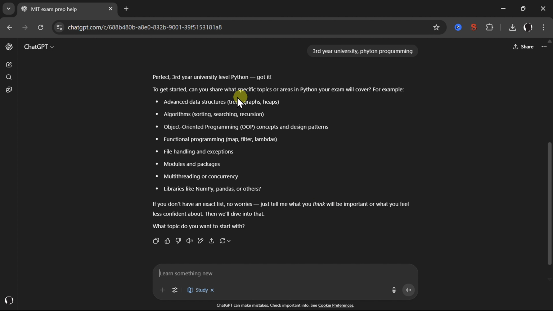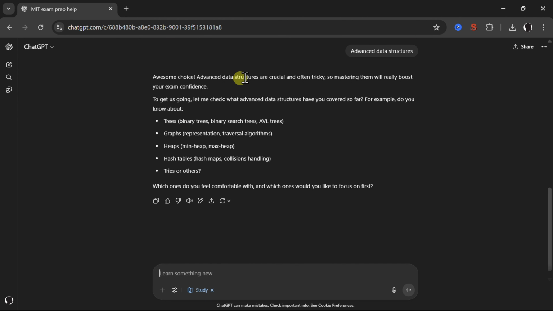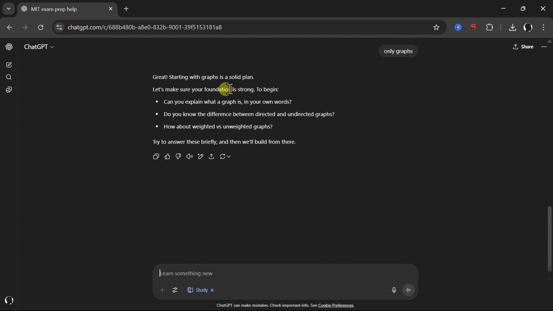To get started, can you share what specific topics or areas in Python your exam will cover? Let's say this one, advanced data structures. Advanced data structures are crucial and often tricky, so mastering them will really boost your exam confidence. To get us going, let me check what advanced data structures you have covered so far. I said only graphs. Let's make sure your foundation is strong to begin.